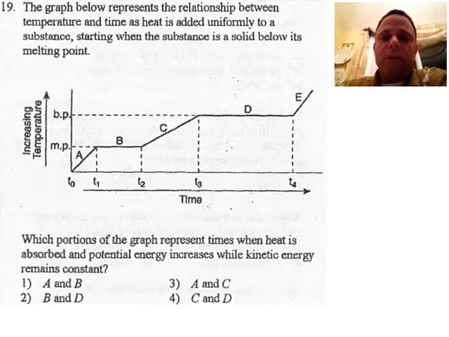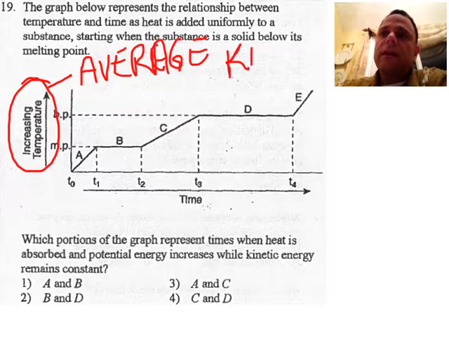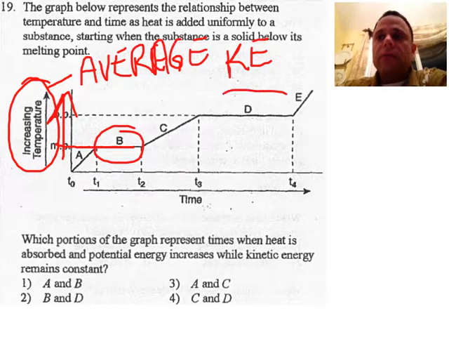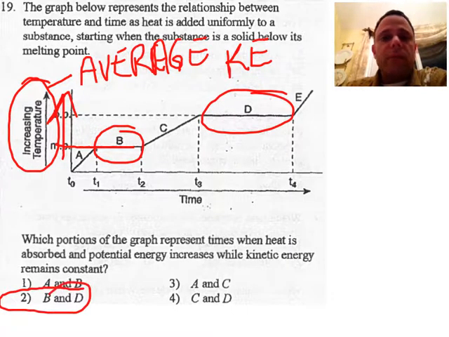Now we must recall, we did say that temperature actually means average kinetic energy. So we are looking for a time where this value does not go up. The only places for that are right here and right here. So if kinetic energy is not changing, potential energy must be changing. We are looking for a choice that has B and D, and there it is.